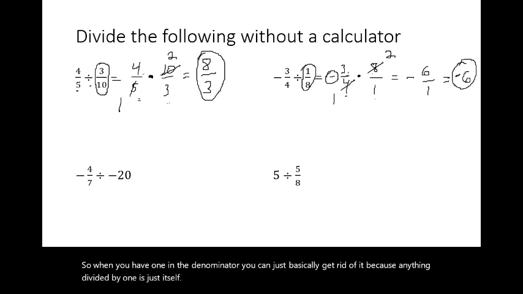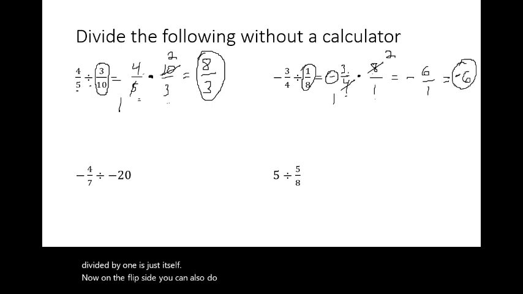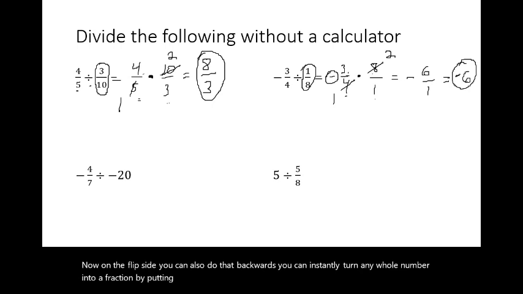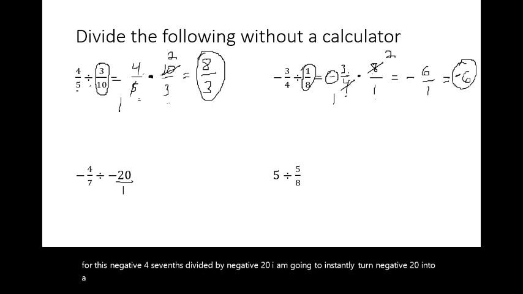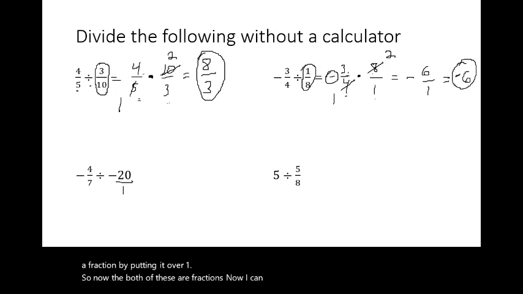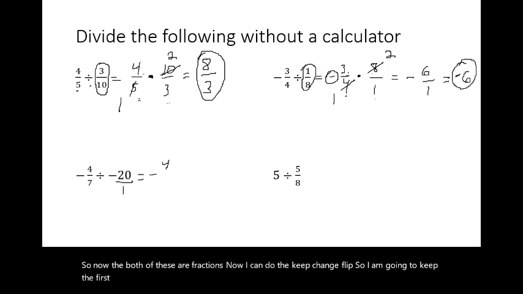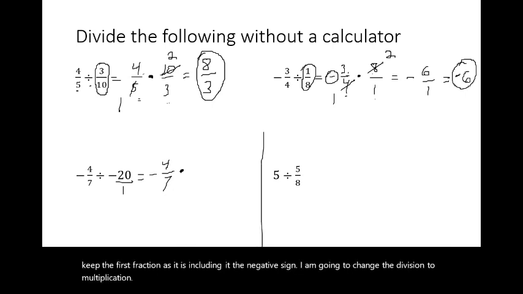Now on the flip side, you can also do that backwards. You can instantly turn any whole number into a fraction by putting it over 1. So that's exactly what I'm going to do for this next one here, for this negative 4/7 divided by negative 20. I am going to instantly turn negative 20 into a fraction by putting it over 1. So now that both of these are fractions, now I can do the keep, change, flip. So I am going to keep the first fraction as it is, including the negative sign. I am going to change the division to multiplication. And then I am going to flip the second fraction.